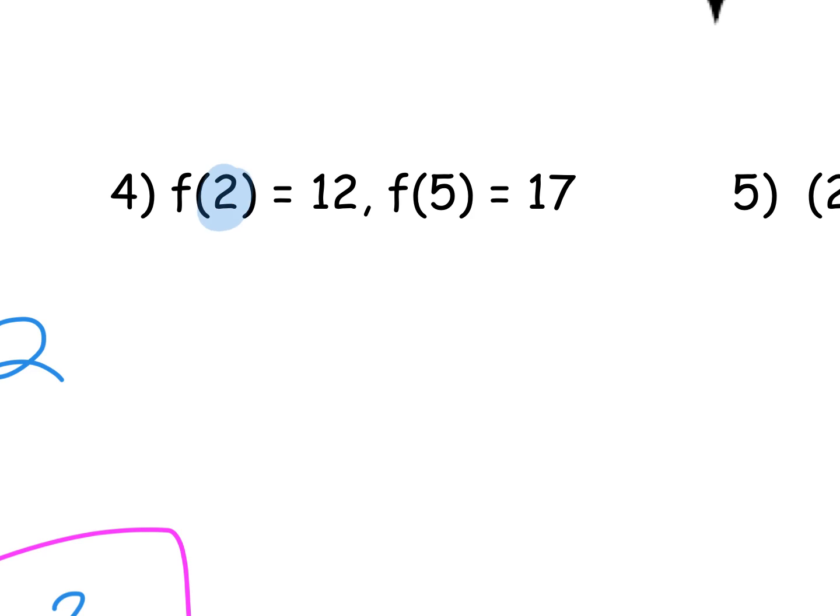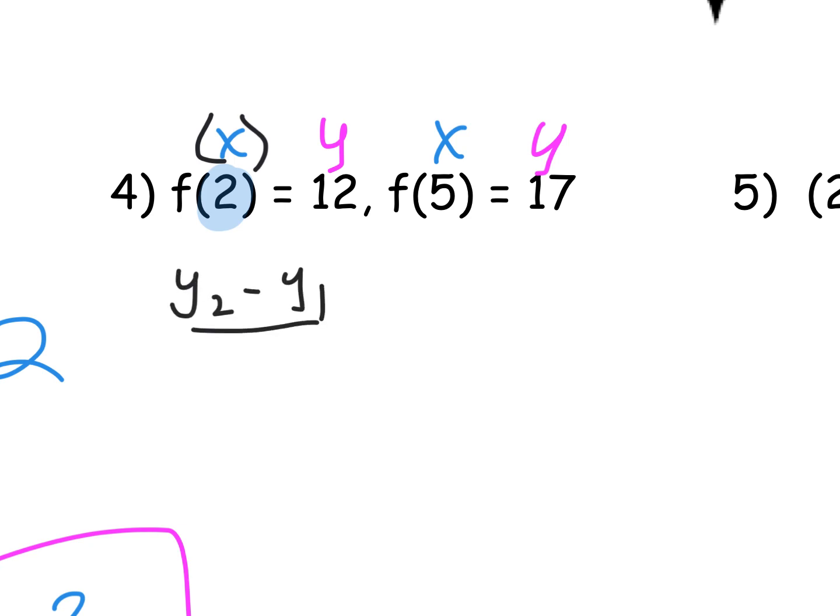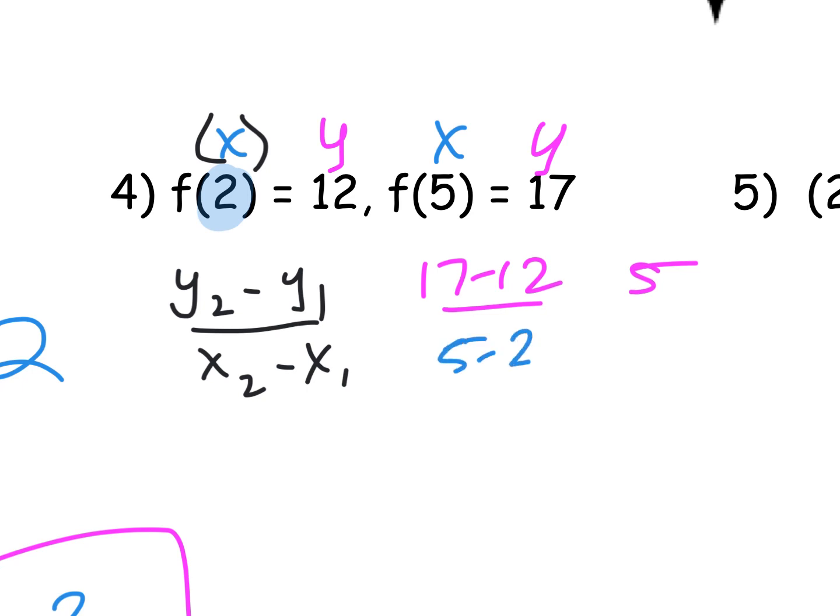But way back when we did function notation, remember the number inside of the parentheses is your x. So that means that the other number is your y. So this is really just another way of writing an ordered pair by using function notation instead. So you're still going to do your slope formula of y2 minus y1 over x2 minus x1. It just looks a little bit different. So 17 take away 12 will get you 5 for your change in your y values. And then 5 minus 2 will get you your 3 for your change in your x values.